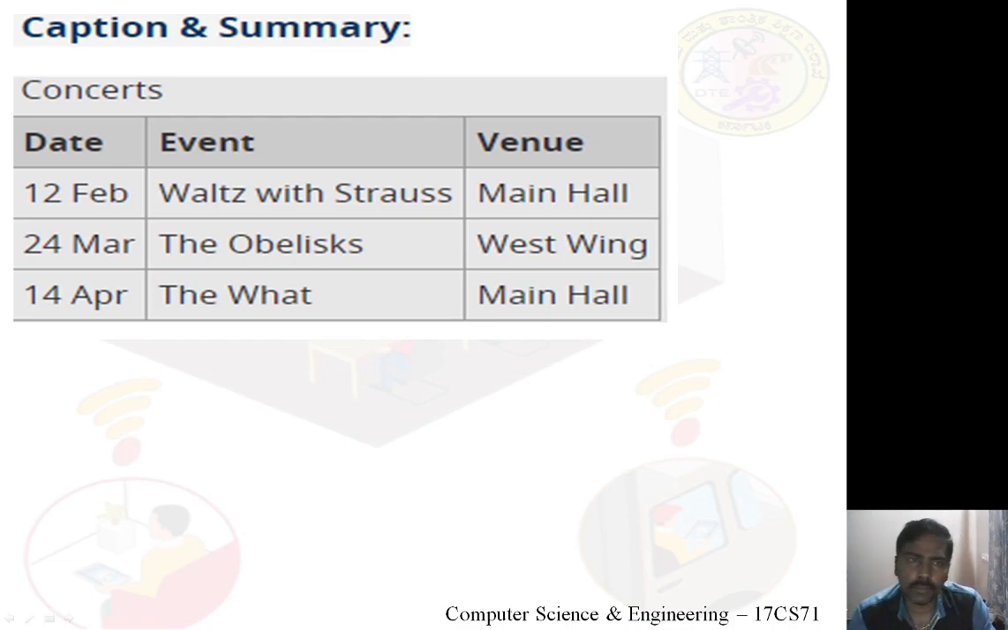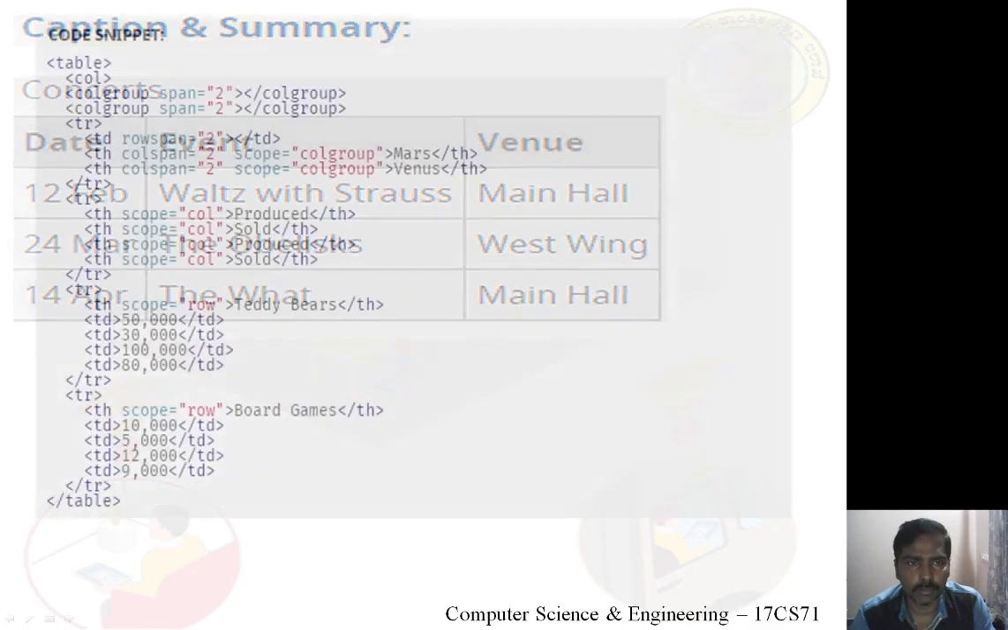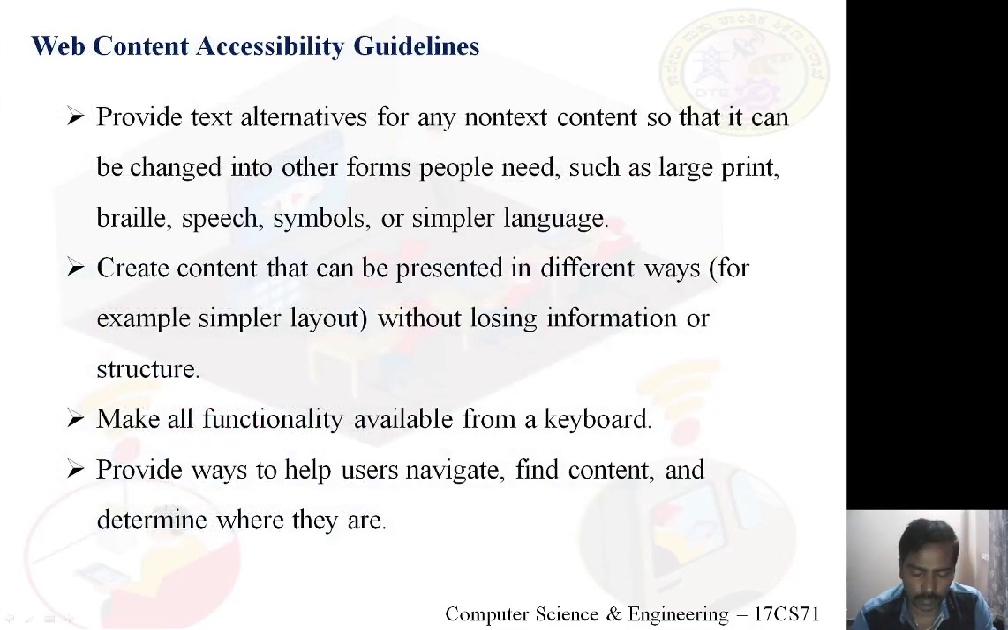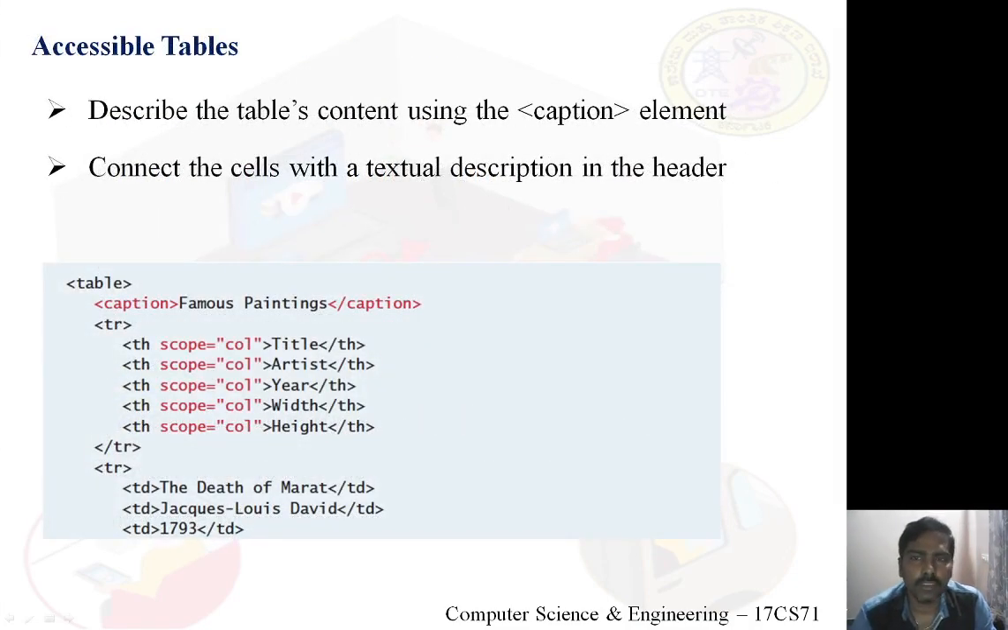Caption is concerts. Got it? This is the caption for the table, and how to give a caption for the table we will discuss. So the table can be described. We can come to know what the contents of the table are by looking at its caption. So I need to make use of the caption tag within the table tag.